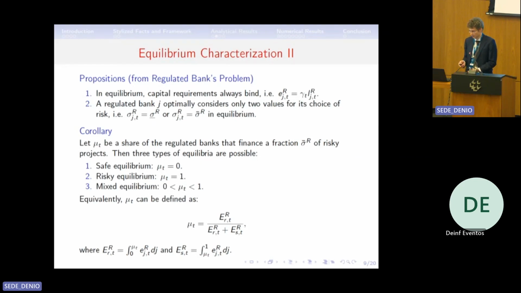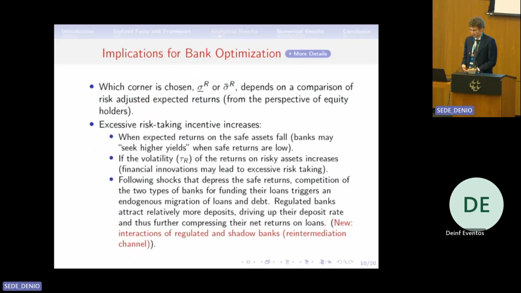Just some implications for bank optimization. I think that's the key for my mechanism to understand. So how should we think about what corner is chosen? Either the maximum or the minimum share of risky projects is financed. And this comes from some standard forces, the first and second bullet points here, that have nothing to do with the presence of shadow banks.